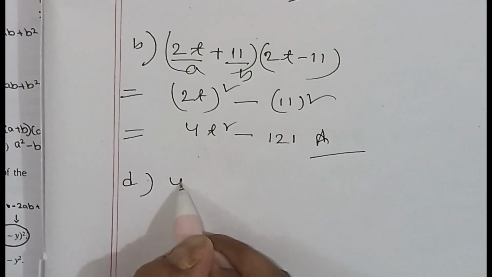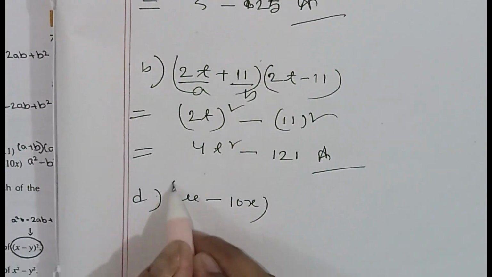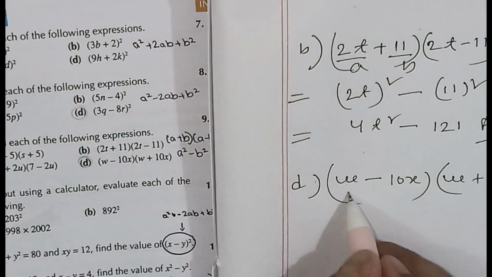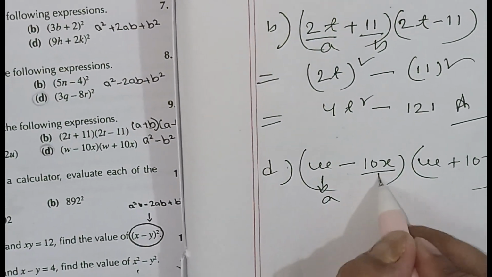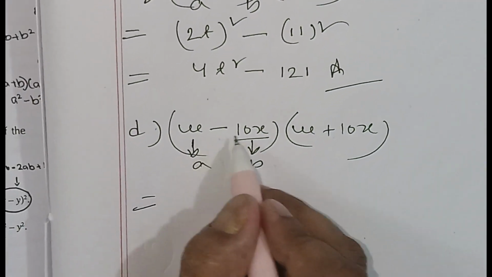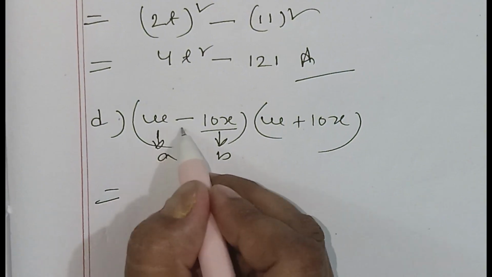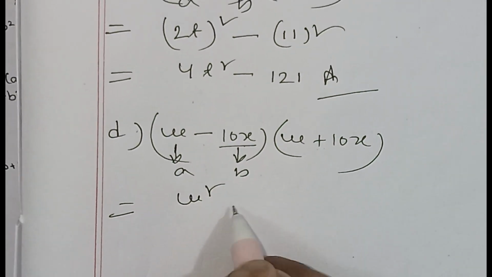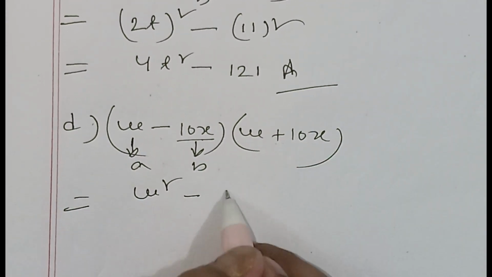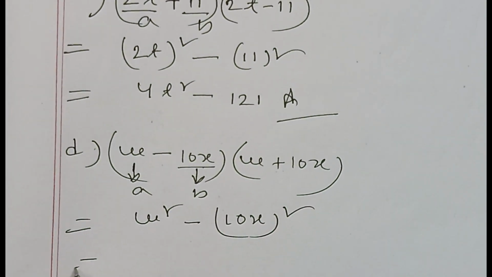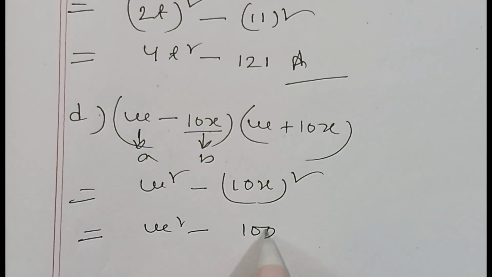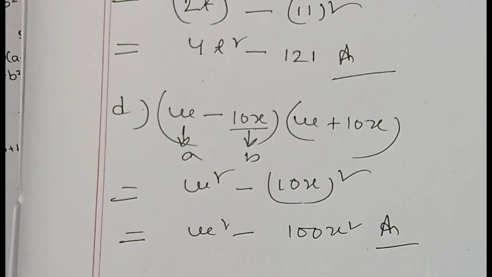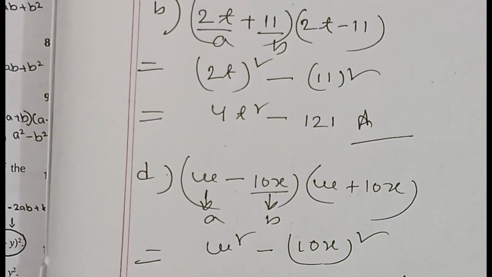Now D: (W minus 10x)(W plus 10x). Same. W means A and 10x means B. Same, (A minus B)(A plus B), where W means A, 10x means B. The formula is A squared minus B squared. So A means W, whole squared, so A squared. And B means 10x, so B squared. W whole squared, 10 tens are 100, x squared. This is so easy. So you must try it.